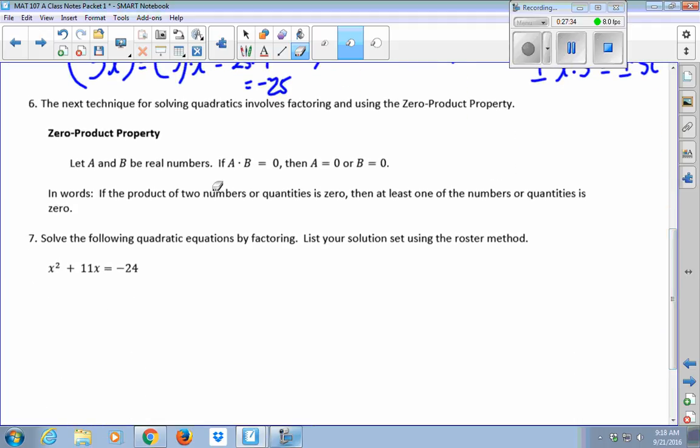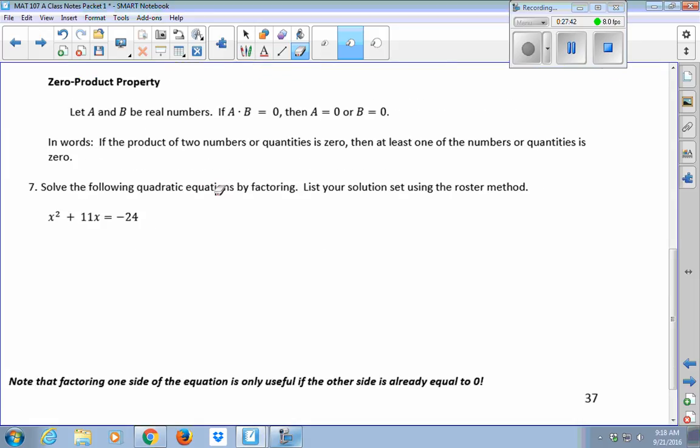All right. The zero product principle or property is what we just used a few minutes ago. That is, factor your equation once you set it equal to 0, and then you set each factor equal to 0. So let's do this one.